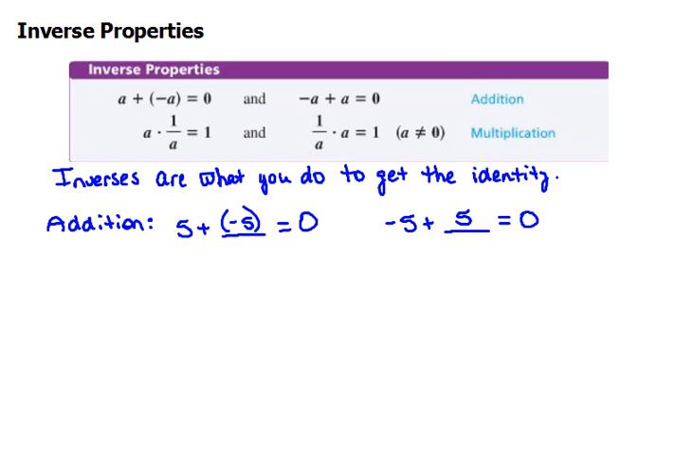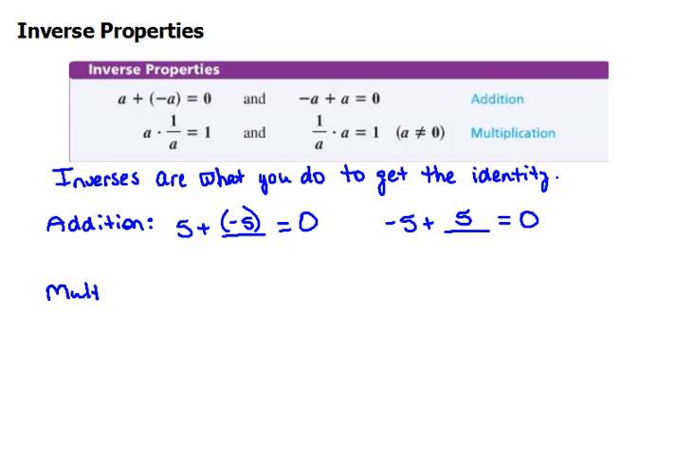Under addition, or when we're talking about addition, opposite signs are inverses of each other, opposite sign numbers. It was like 5 and -5, 2 and -2, 3 and -3, and so on and so forth, because those numbers are what you would add together to get the identity, which is 0.